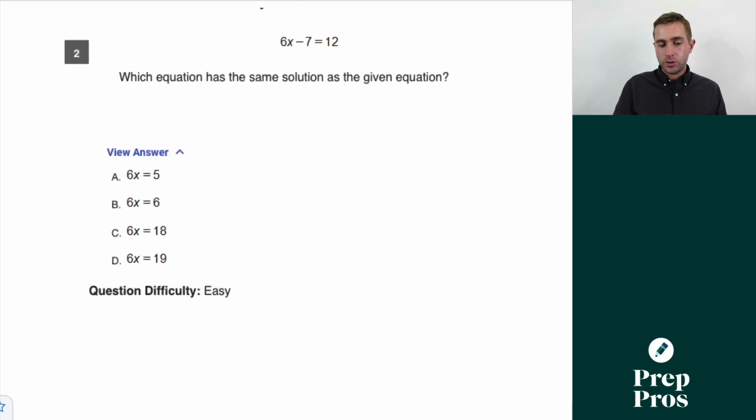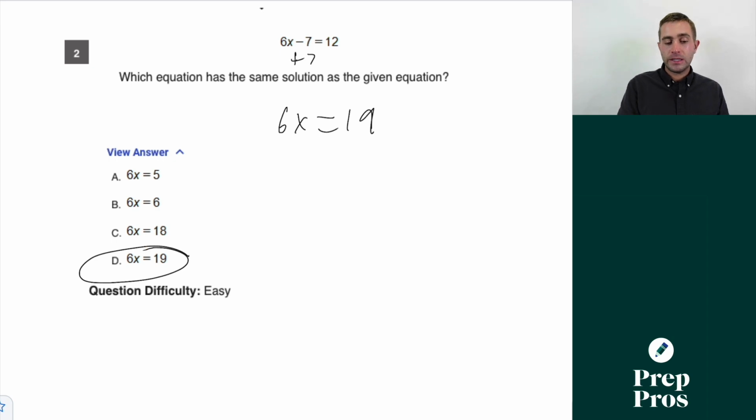Question number 2, which equation has the same solution as the given equation above? Well, we're simply going to start by adding 7 over. So we're going to get that 6x equals 19. Therefore, we can see that D is going to give us the exact same answer.